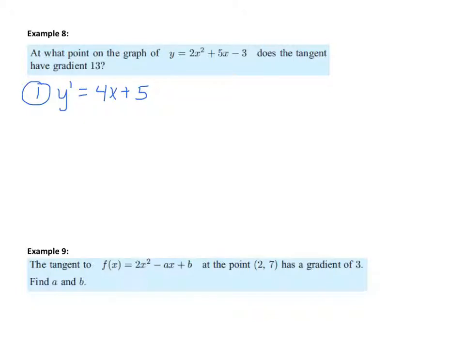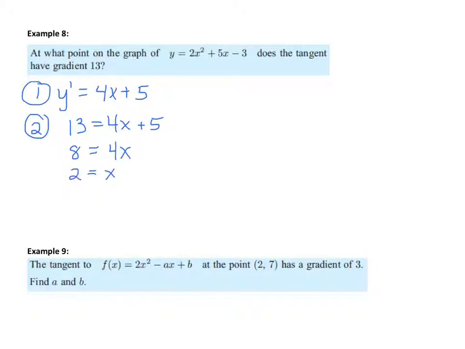The next thing we need to do is say, hey, this is our gradient function. We can go ahead and set this equal to the gradient that we're given in the problem, in this case 13, and solve for x. Now this is a pretty easy linear equation to solve. How do we do it? We subtract 5 from both sides. When I do so, I get 4x is equal to 8. Lastly, I divide by 4. When I do that, I get x equals 2.